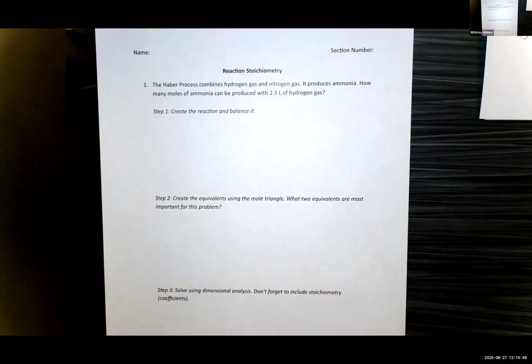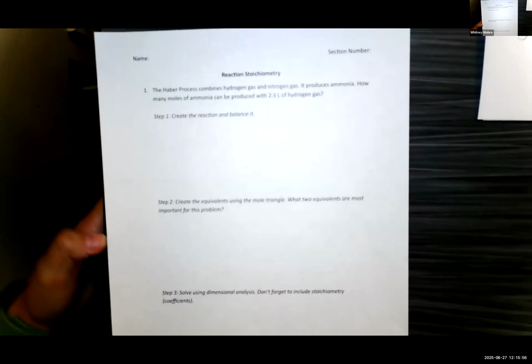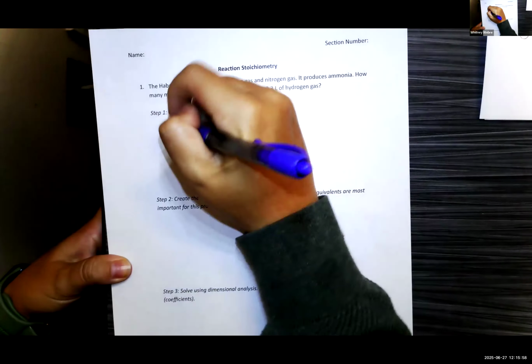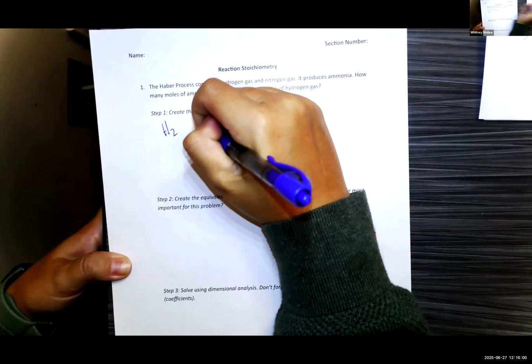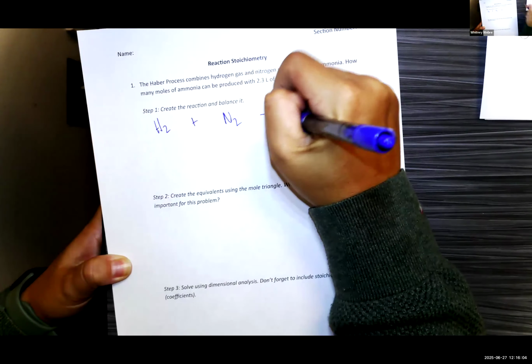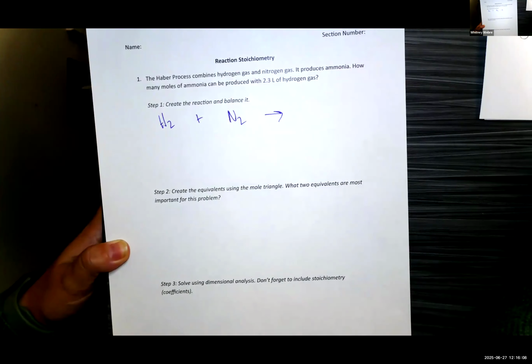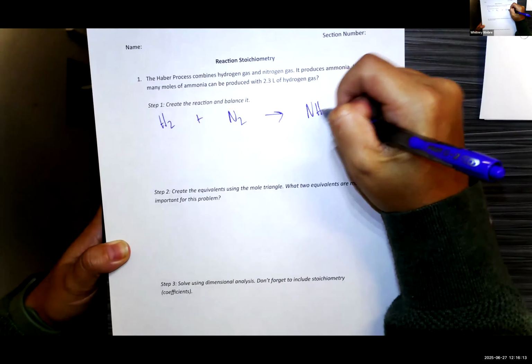So this one says the Haber process combines hydrogen gas and nitrogen gas. What is hydrogen gas? What does it look like? H2. What about nitrogen gas? N2. And it produces ammonia, which is? So ammonium ion is NH4+. Ammonia is NH3.